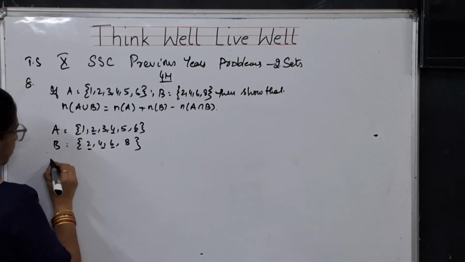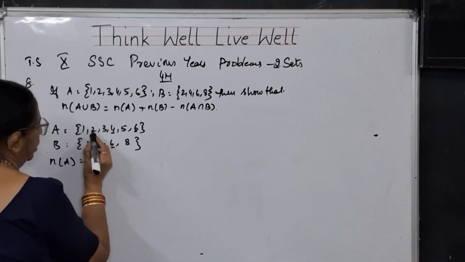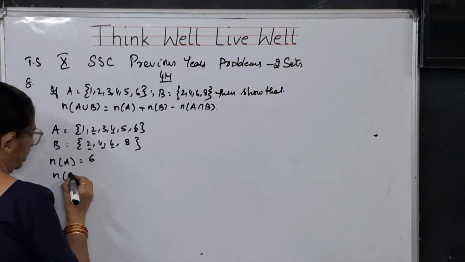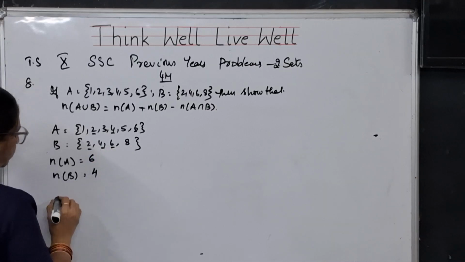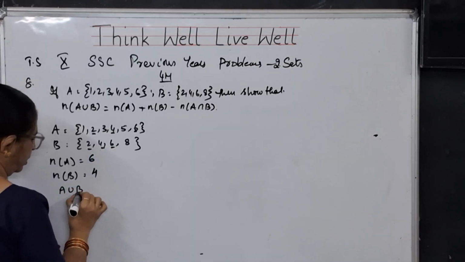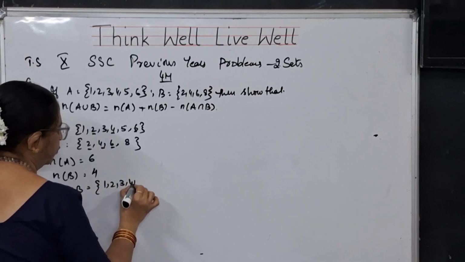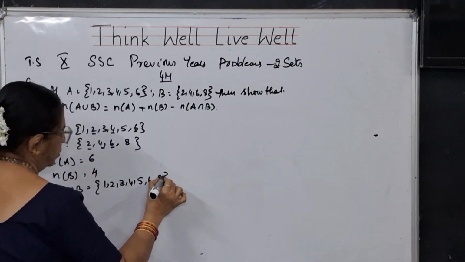So first let me write n of A. n of A means the number of elements in A: 1, 2, 3, 4, 5, 6. And what is n of B? Number of elements: 1, 2, 3, 4. Now let me write A union B. A union B is 1, 2, 3, 4, 5, 6 and then 8.